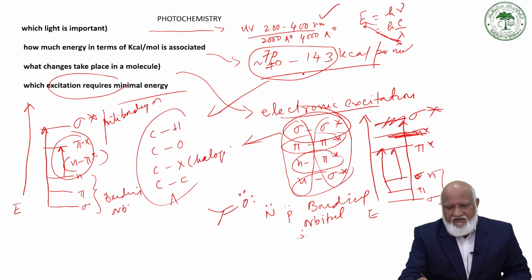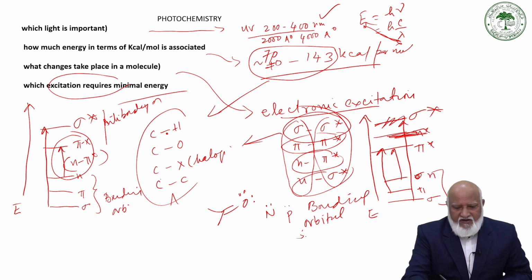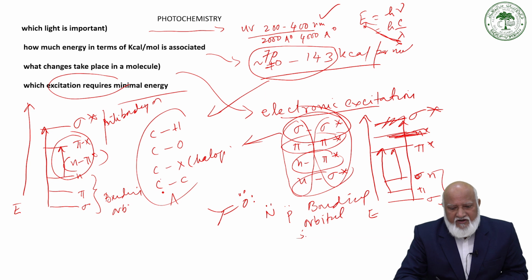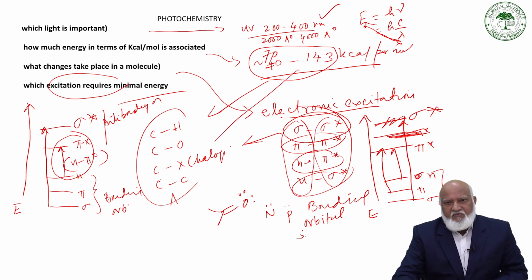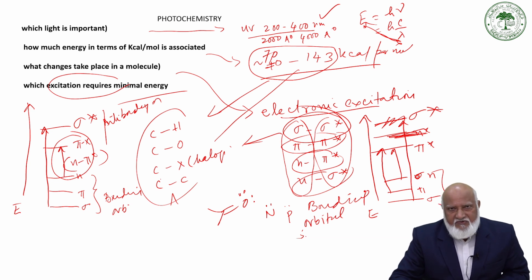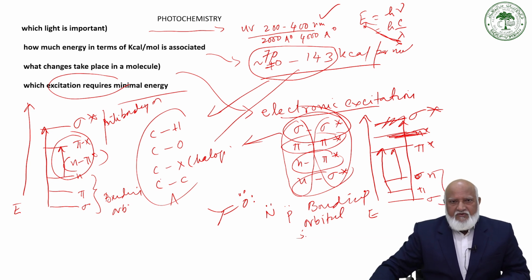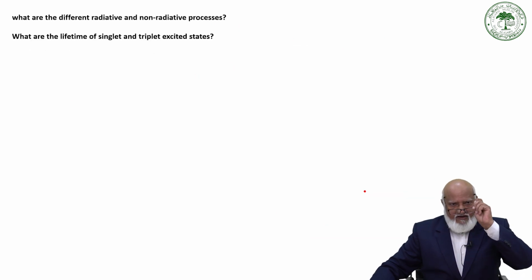And this is the typical energy associated with these bonds. The amount of energy required to cleave these bonds comes in this range, between 70 to 140 kilocalorie per mole. So what I would like to impress upon you here is that this much UV light is more than sufficient to bring about any of these excitations possible in any type of bonding present in the organic molecule.